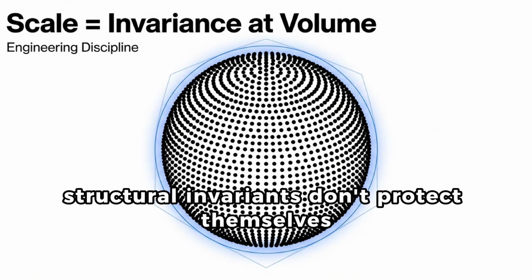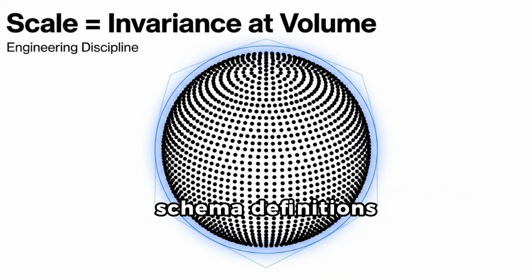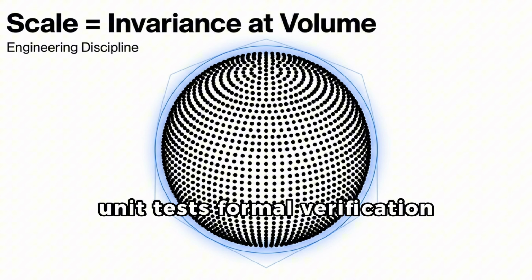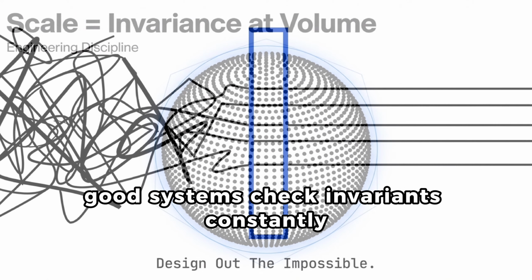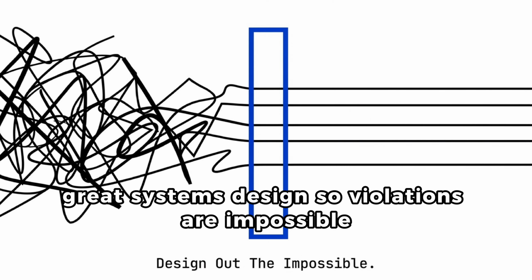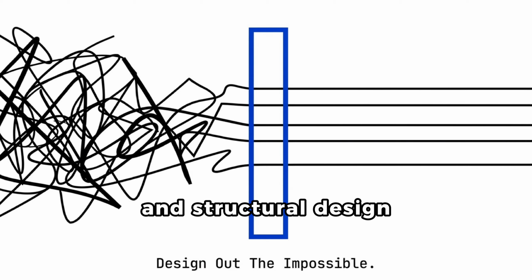Structural invariants don't protect themselves. We enforce them through validation logic, schema definitions, database constraints, type systems, unit tests, formal verification. Good systems check invariants constantly. Great systems are designed so violations are impossible. That is the difference between defensive programming and structural design.